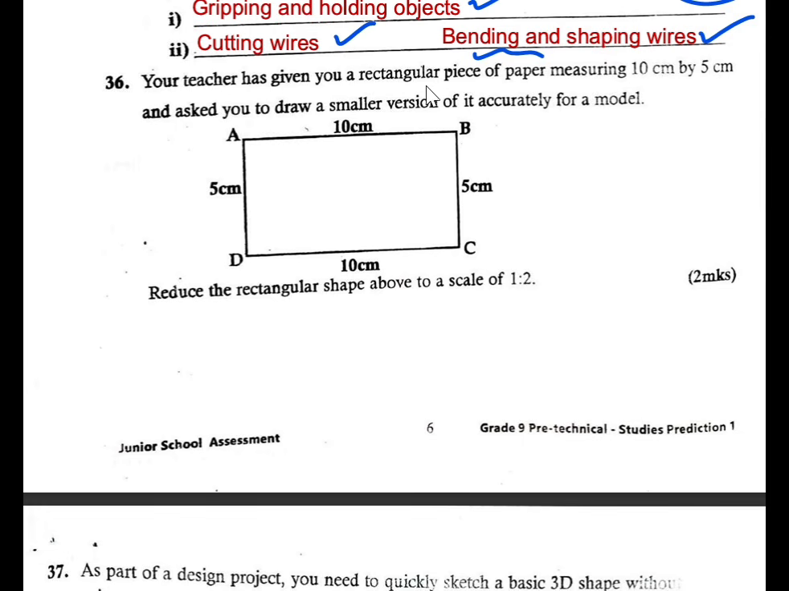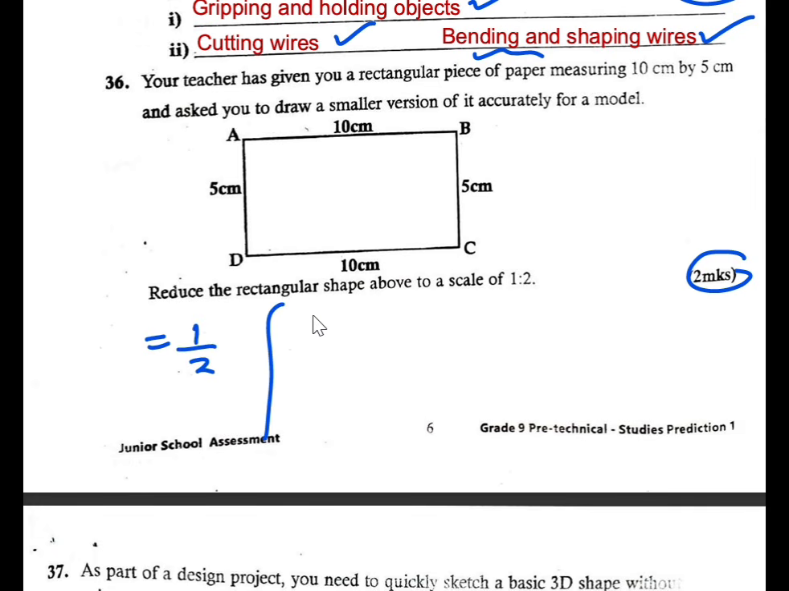Your teacher has given you a rectangular piece of paper measuring 10 cm by 5 cm and asked you to draw a smaller version of it accurately for a model. You can see the length is 10 cm, width is 5 cm. Reduce the rectangular shape above to a scale of 1:2. So 2 marks. So how do you reduce using this scale? So this is the scale 1:2. So you can change this scale to andika as a fraction. So the fraction is tutachukua, it is 1/2.